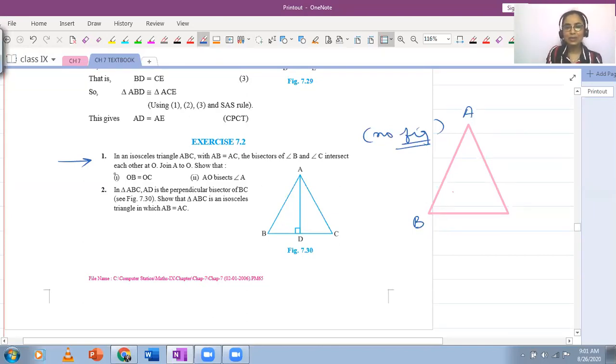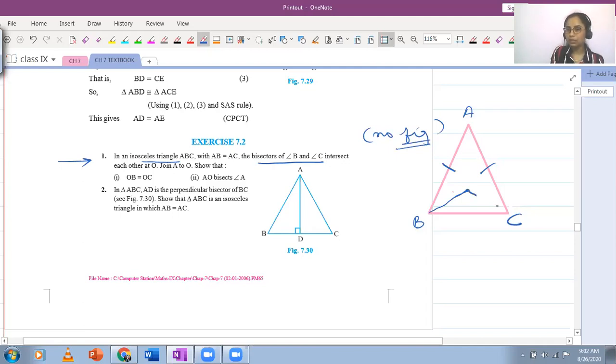So let's just look at question number 1 of the exercise. We have an isosceles triangle. So I was just drawing a figure here because the figure is not given. I'll just mark what's given. These two sides are given equal to me, AB and AC. We have bisectors of angle B and C. So draw a bisector of angle B and draw a bisector of angle C. So unless it's indicated, they are talking about the bisectors of the interior angle.